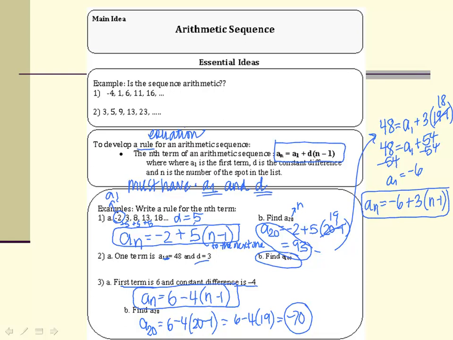And we're going to work on these in class. Again, I'm going to give you a warm-up, and we're going to make sure we can go through these. But this is the general idea.